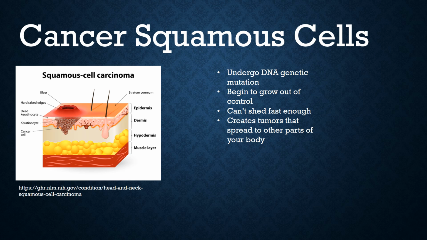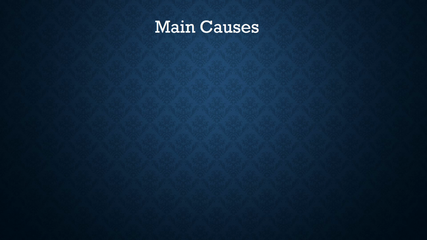These uncontrollable squamous cells can then lead to tumors. These tumors can limit airflow and block off blood streams. Also, since we mentioned before that squamous cells are part of many parts of the vital organs, they can also spread throughout your body. Now we'll be going over the main causes of oral cancer.